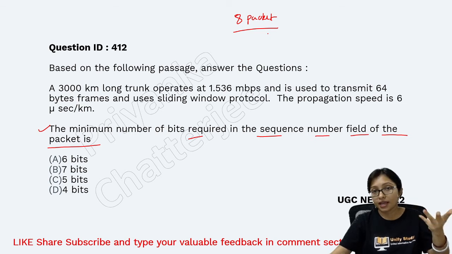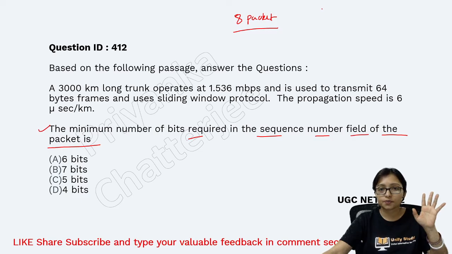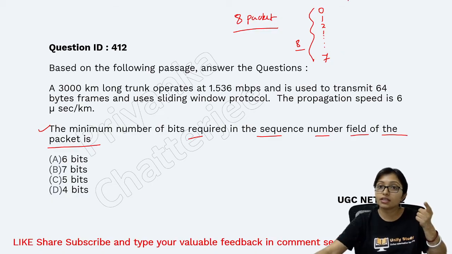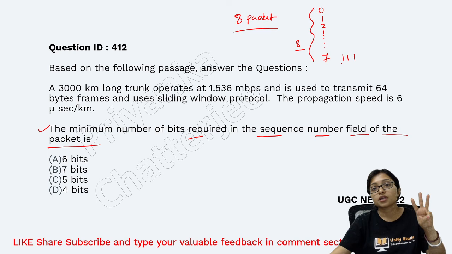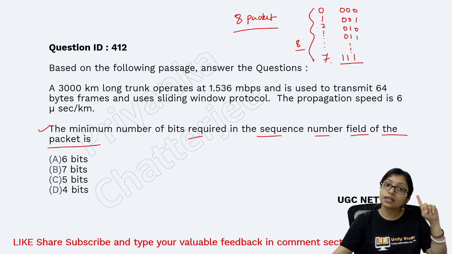But this works in binary. Computer science always works in binary, so I have to represent it in binary, and binary always starts with 0. So 8 packets means 0, 1, 2, 3, 4 till 7. These are your 8 packets. In binary, how to represent? To represent 7 I need 3 bits. 1, 1, 1 is the binary representation of 7. Then 0, 0, 0, 0, 0, 1, 0, 1, 0, 0, 1, 1 and so on. You have to think about the last number.